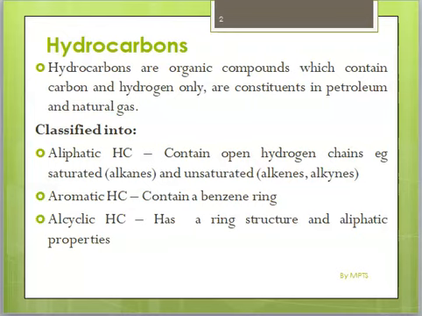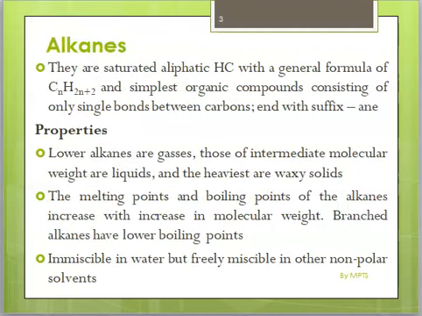They're classified into aliphatic. These are the open chain. Saturated we have alkanes, and unsaturated we have alkenes and alkynes. We have the aromatic hydrocarbon, which contain a benzene ring. And of course, the alicyclic hydrocarbon, they have a ring structure and the aliphatic properties.